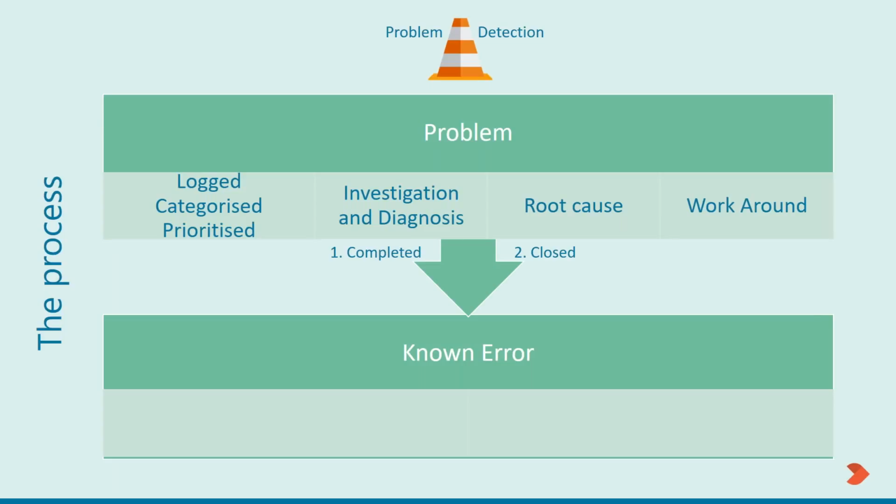So once you've used these, used your tool and used all the powers in your head, you're now able to close your problem as long as you have your root cause and your workaround. Upon closure, you now have something which is known as a known error, and your known error record should also be separate from the problem.